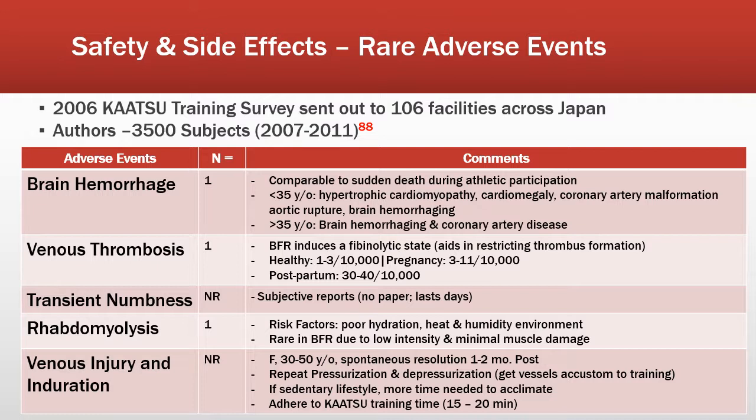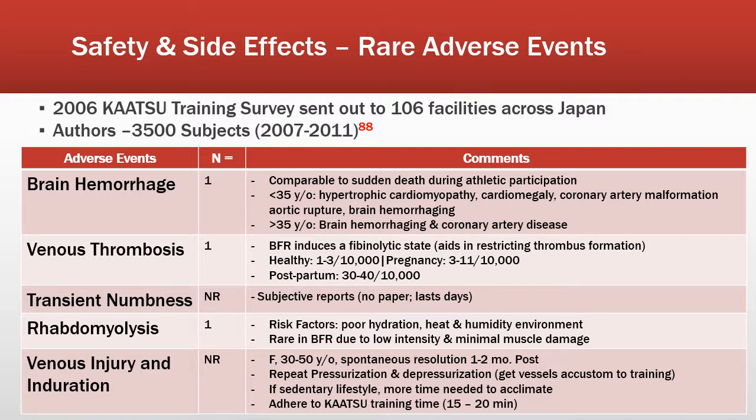Like that previous study, it was conducted in Japan, as there's much more data out there. And these are the adverse events that they did find when using Kaatsu training. They did not specify the screening that was done on these individuals. So the first is really unfortunate. A brain hemorrhage did occur. The authors compared it to sudden cardiac death during athletic participation.